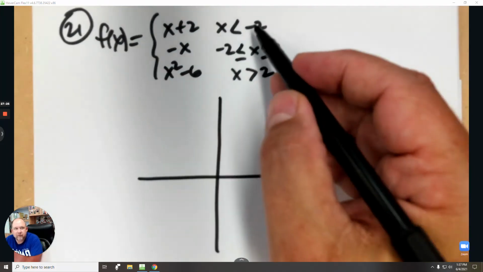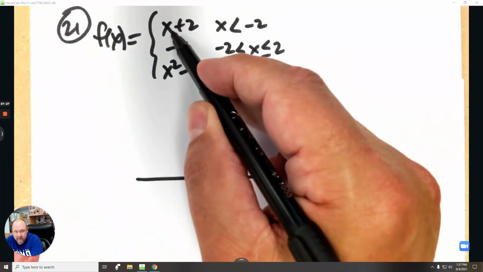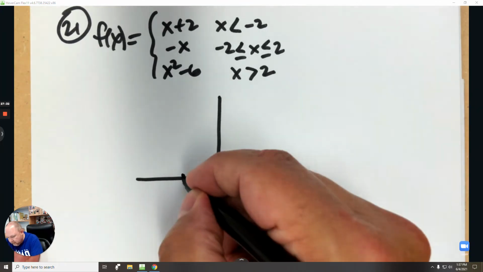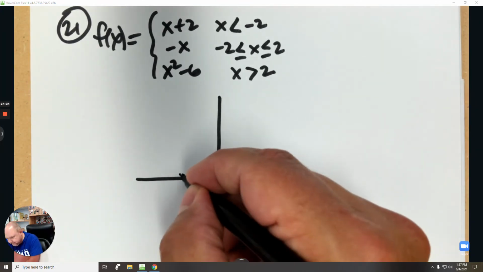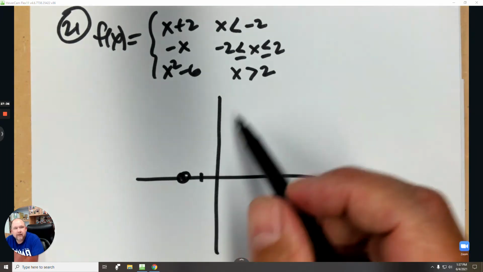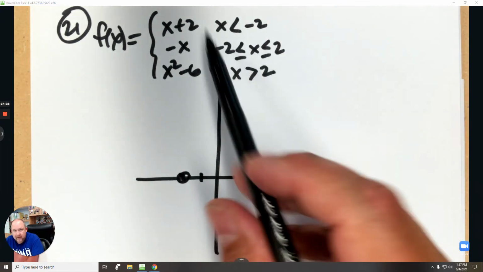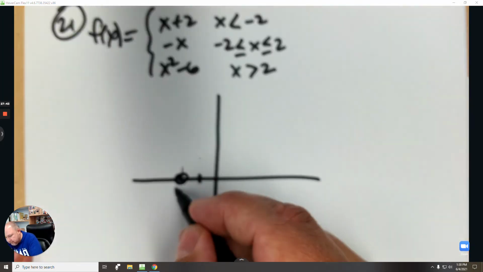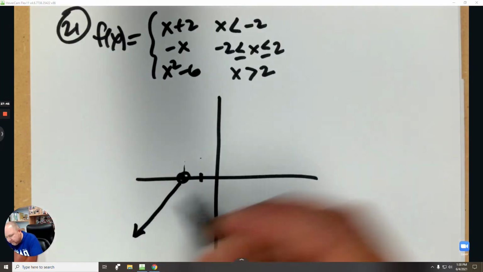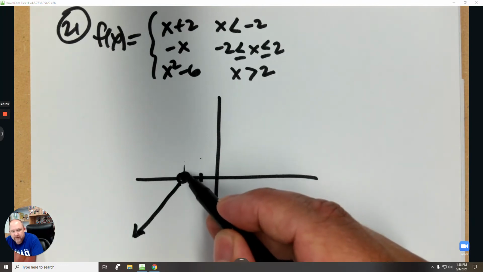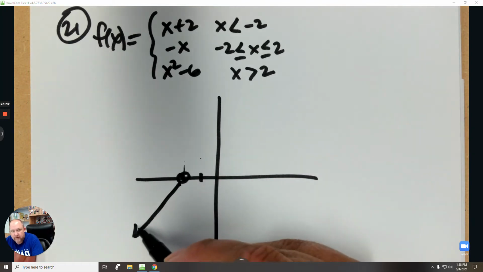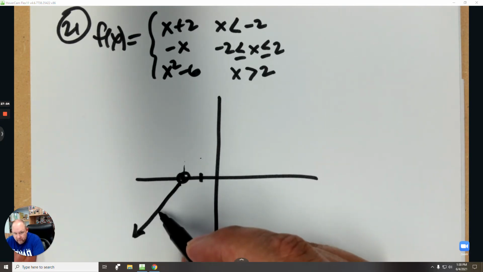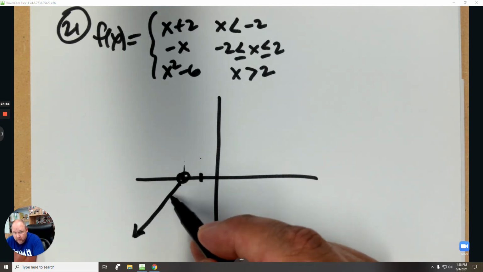To graph this, start with negative 2 and plug it into the top piece. That gives you the answer 0. So at negative 2, 0 is a hole in the graph. That's because there's no line underneath the arrow. And the slope of this line would be up 1 and over 1, but we only want this part of the line. So here's the line that goes here, and the slope is up 1 over 1, but I'm only drawing it up to negative 2. So to the left of negative 2, this line has a slope of up 1 and over 1.